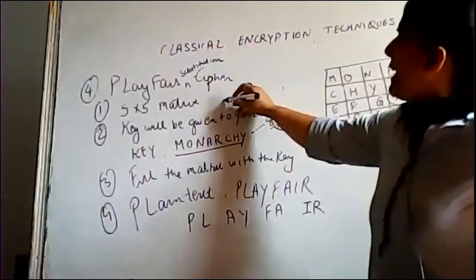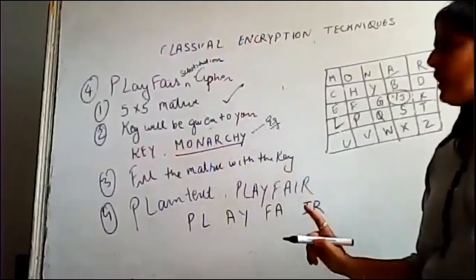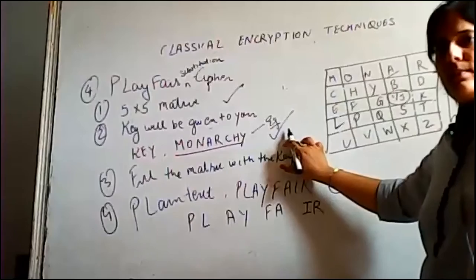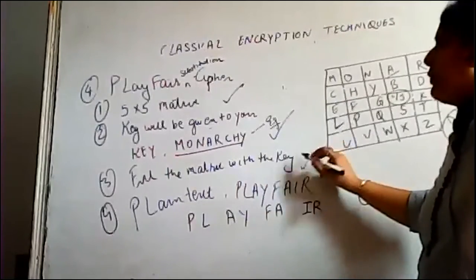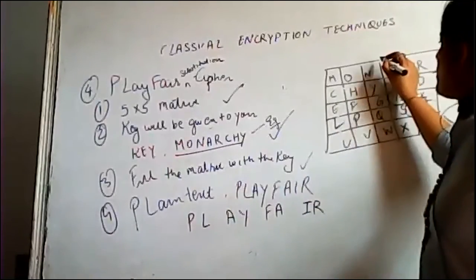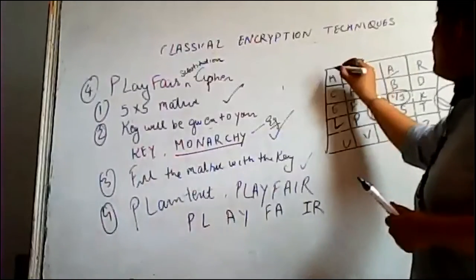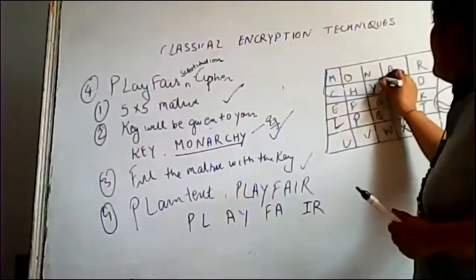We can see the conditions for Playfair. So the first rule is that we will always take a 5 by 5 matrix. The second thing is that a key will be given to us. Okay. The third thing is that we will fill that matrix with the key. So you can see over here that till now you have filled all those elements with the help of that key.